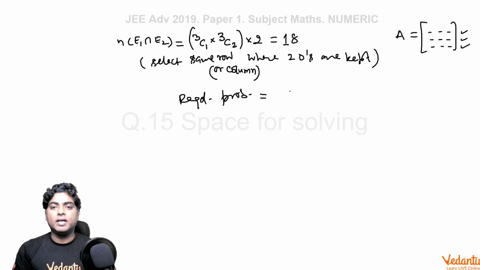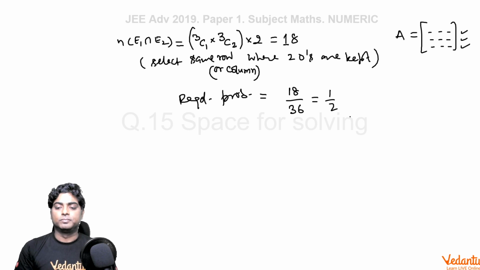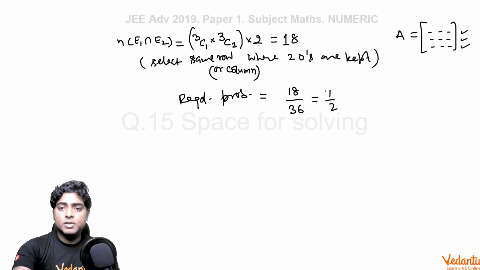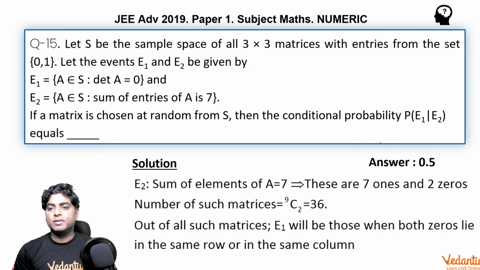The required probability in that way would be 18 upon 36. The answer is 1 by 2. So the answer to this question must be 1 by 2, 0.5, as you can see, right?